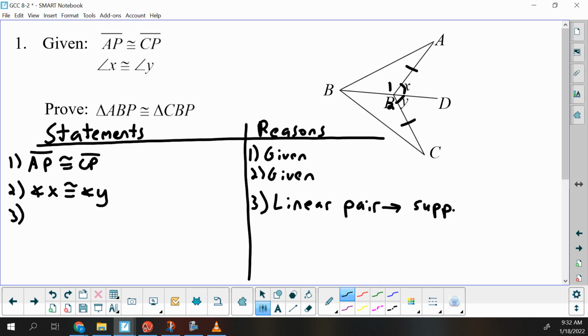And I'm okay if you abbreviate it. I just need my angles on the end. So linear pair implies supplementary angles. We're pointing at supplementary angles, so in our statement we need to say which angles are supplementary. So we're going to say angle 1 and angle X, comma, angle 2 and angle Y are supplementary.